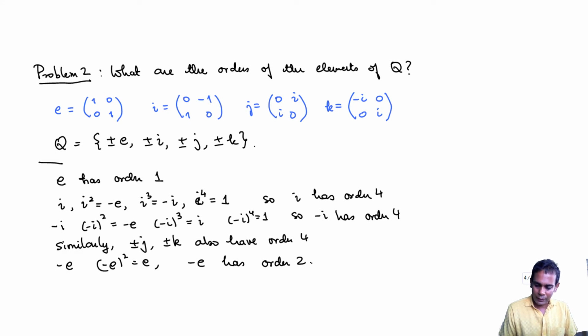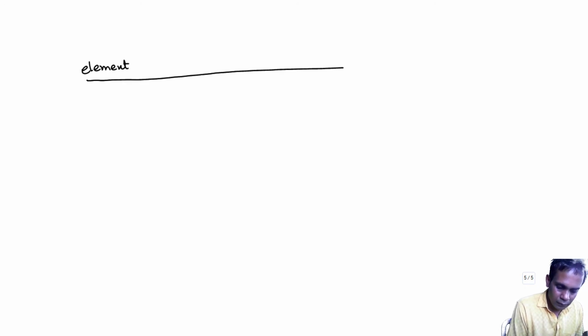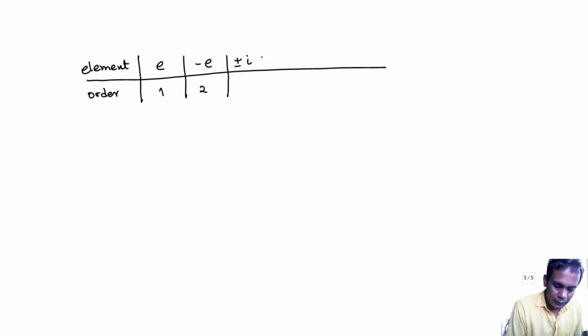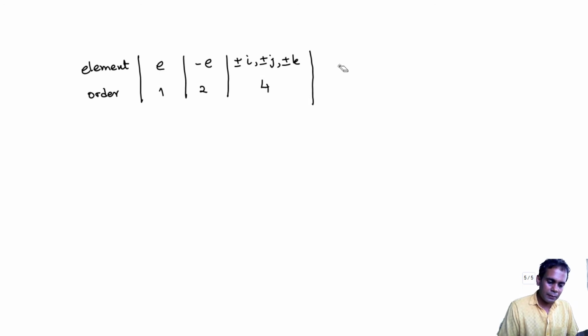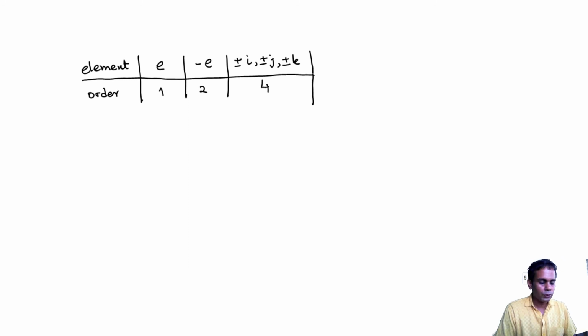So after this we can make a table of the elements of Q and their orders. e has order 1, minus e has order 2, plus or minus i, plus or minus j, plus or minus k, all these elements have order 4. So our group has 6 elements of order 4, 1 element of order 2, and 1 element of order 1.